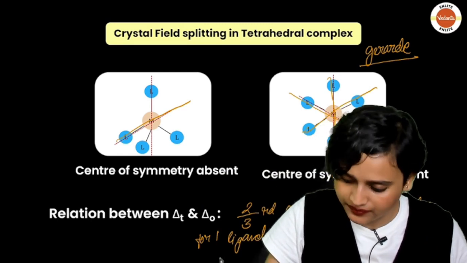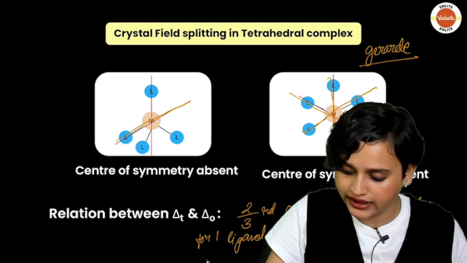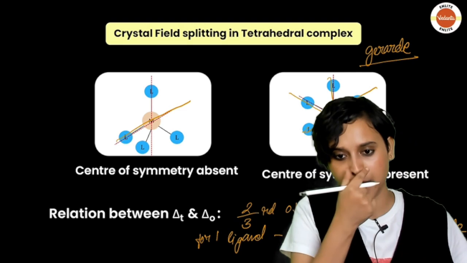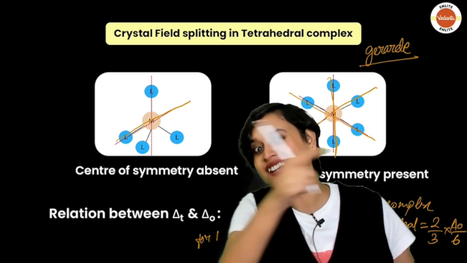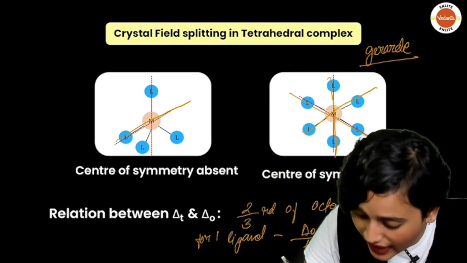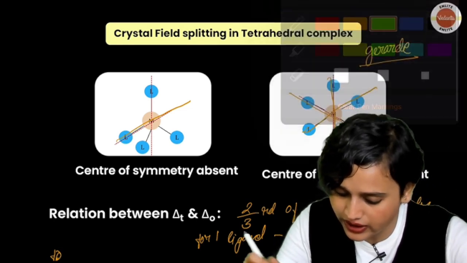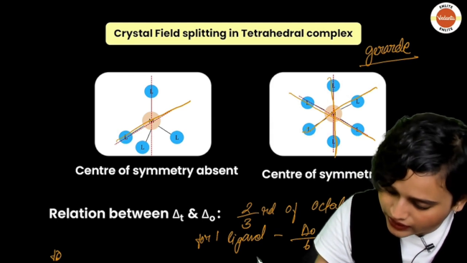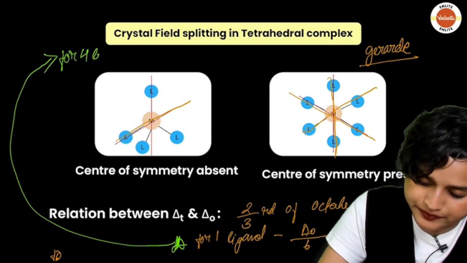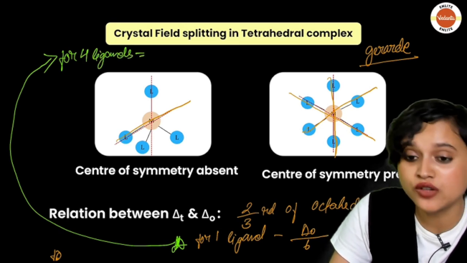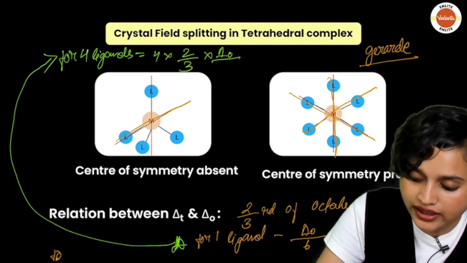So for tetrahedral, what do I have to write? I have to write 2/3 multiplied with delta O divided by 6. Now, in tetrahedral complexes, how many ligands do I have? I have 4 ligands. I'll write it in green here. For 4 ligands, I'll have to do 4 multiplied with 2/3 multiplied with delta O divided by 6.